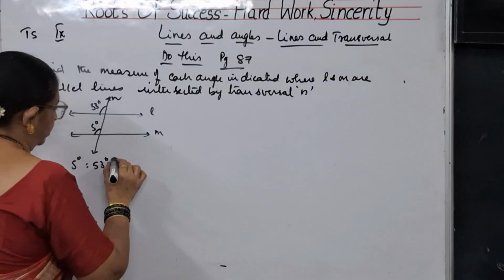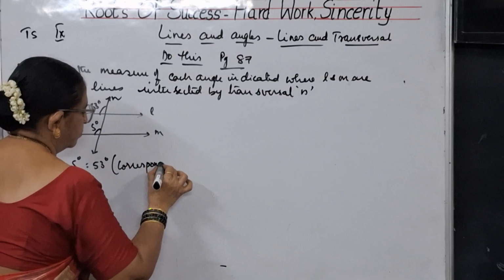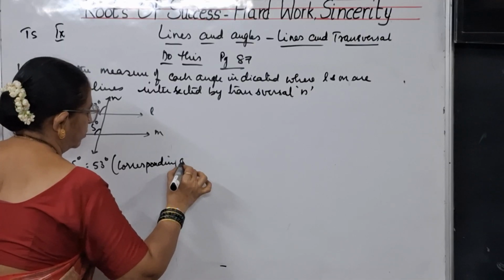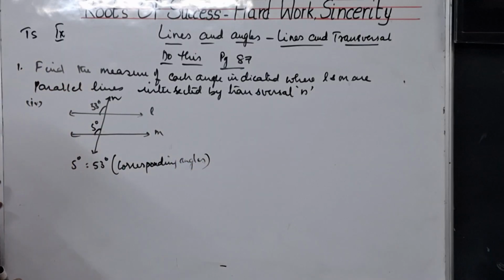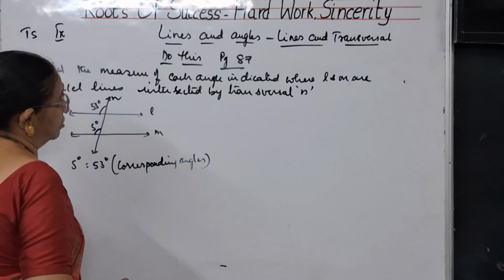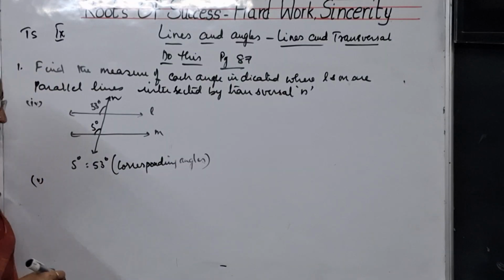Why is it? They are corresponding angles. So we have already learnt in the properties that corresponding angles are always equal. So we can say that they are equal.